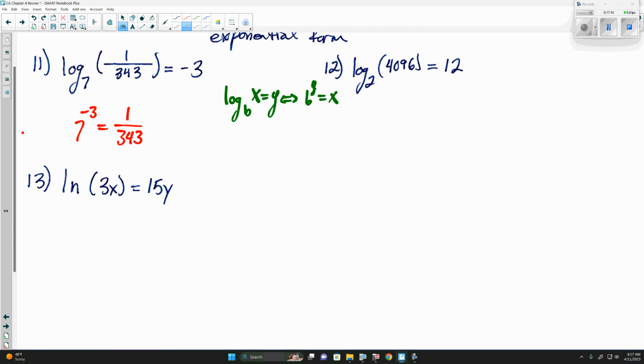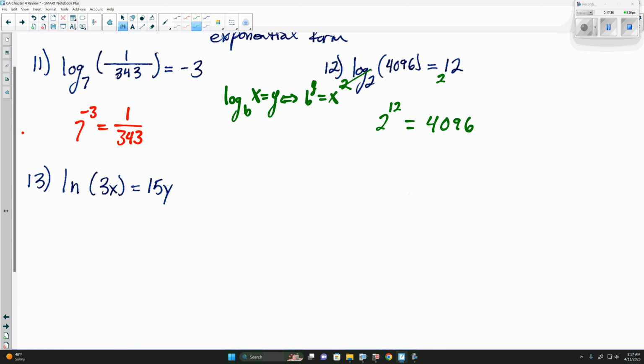Or I can do this for number 12. The base is 2. So I know if I put it to the base 2, the 2 and the log base 2 will cancel. I can put 2, telling me 2 to the 12th is 4,096. Because these here would cancel.